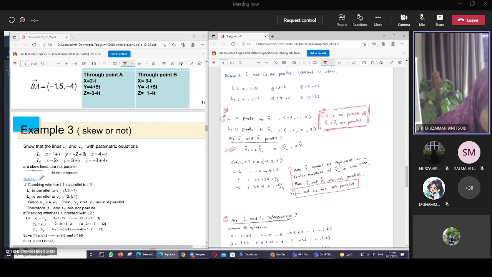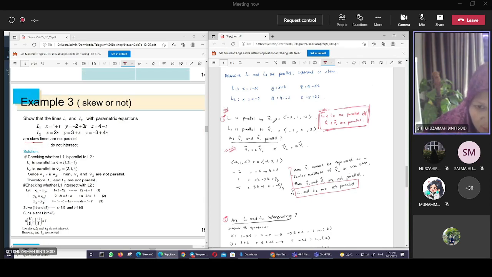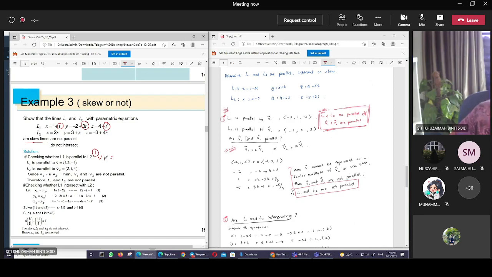Okay, so first we have to check whether L1 is parallel to L2. To find this, we need V1. What is the V1 here? The first step, I use steps. For L1, V1 is the parallel vector. What is this here? 1, 3 and -1, right?